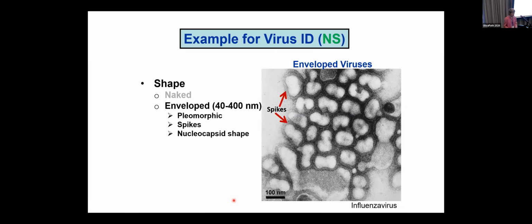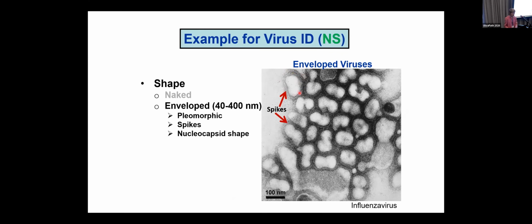Another thing is the shape. Envelope viruses have this membrane around the outside that is pleomorphic. It's soft, not like a baseball, but more like a beach ball. And if you leave the beach ball out in the sun for a week, it takes all kinds of different shapes.